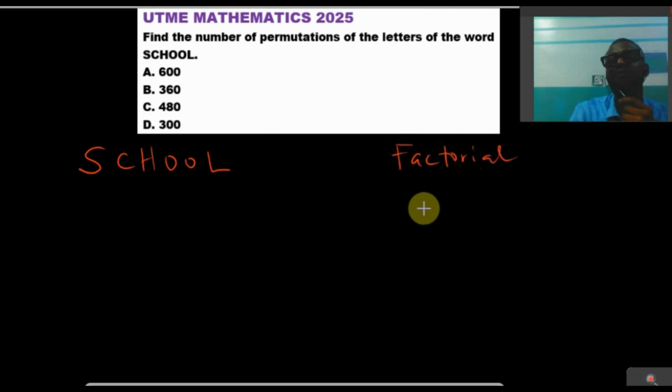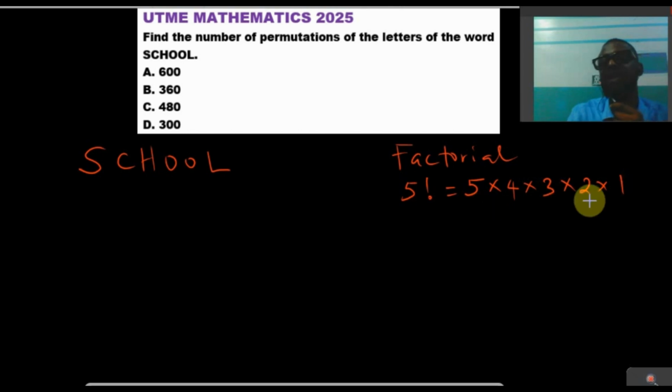Factorial is all about multiplying a certain number down to 1. So for example, 5 factorial is all about multiplying 5 by 4, by 3, by 2, and by 1. When you multiply it down, whatever you get becomes your answer. It is used to solve questions like permutation.